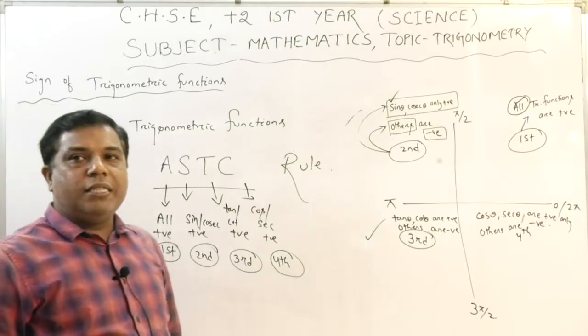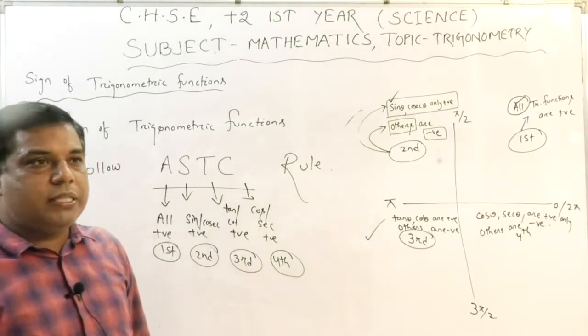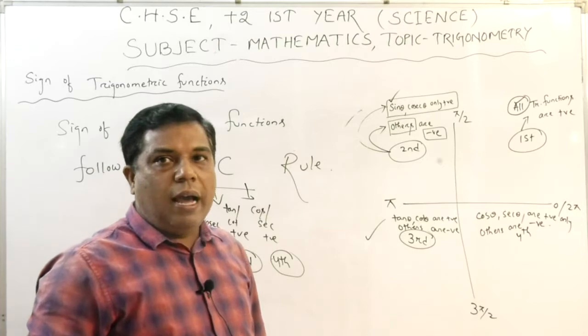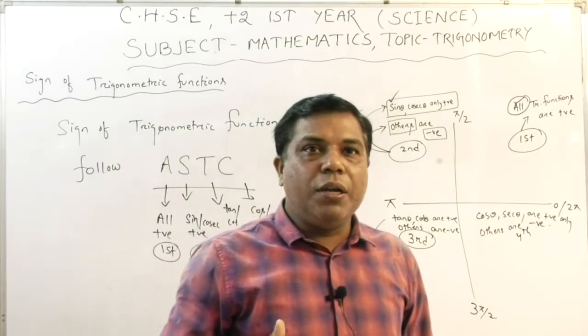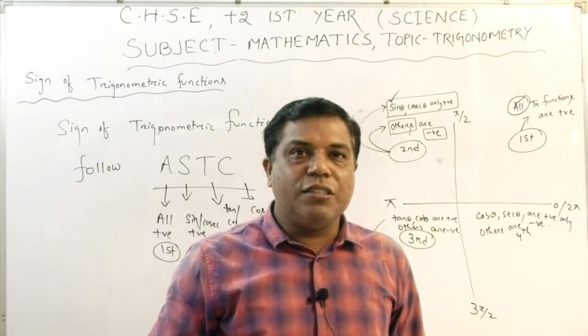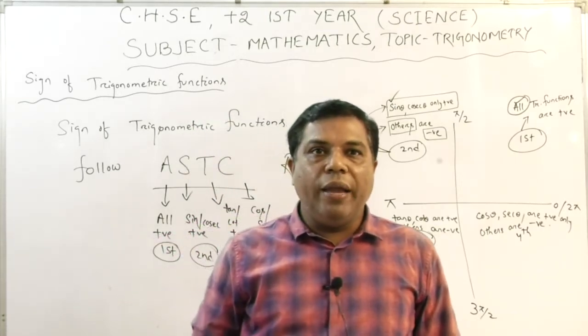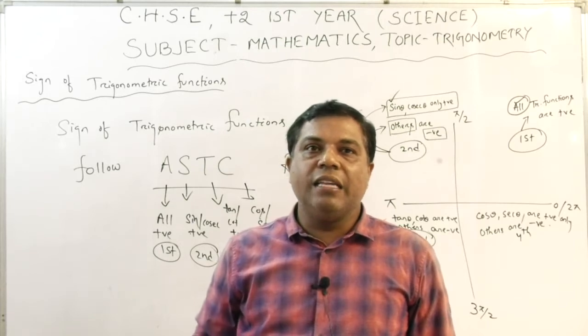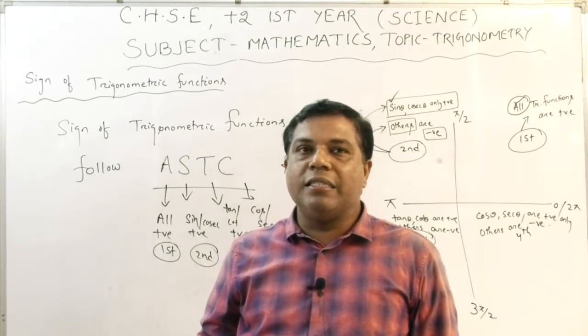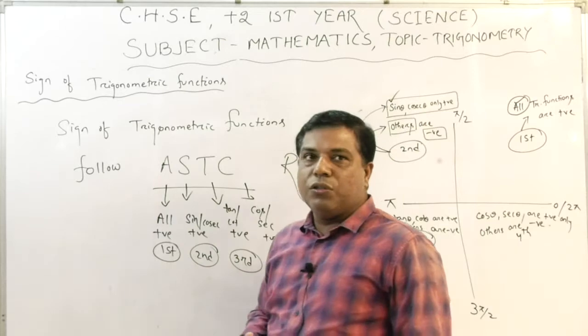Okay. So based on those signs and values, some particular angles are there. Those are called the standard angles. Now we are going to show you what the value of standard angles is in different quadrants. Okay, that I am going to show you now.